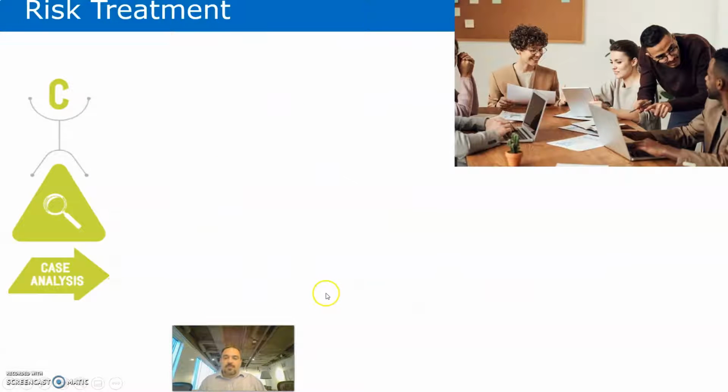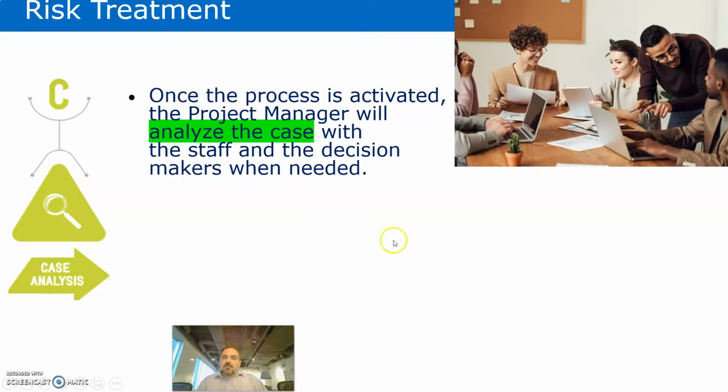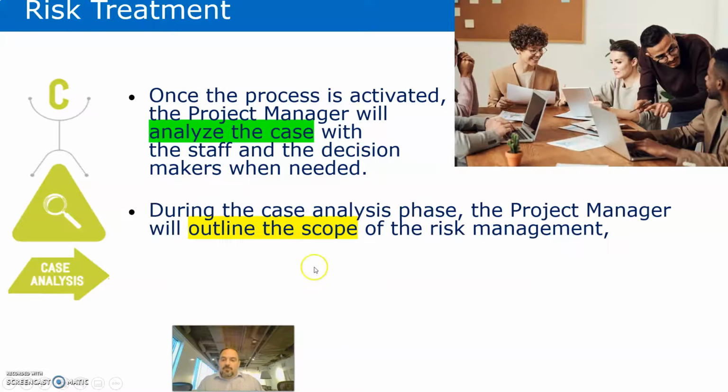The second step is case analysis. Okay, let's go to the example of digital presence. It looks like a positive risk, and we activated the process. Now we need to do some case analysis. Once the process is activated, the manager will analyze the case with the staff and the decision makers when needed. So you can consult with your staff, you can consult with decision makers at a higher level, with your board, for example, depending on the scope of the risk.